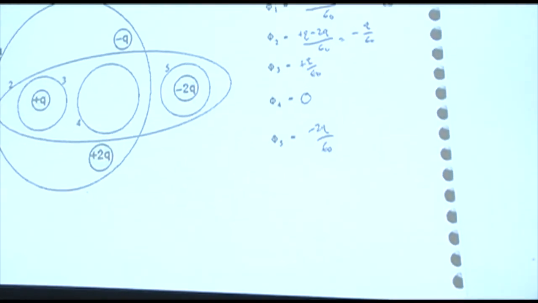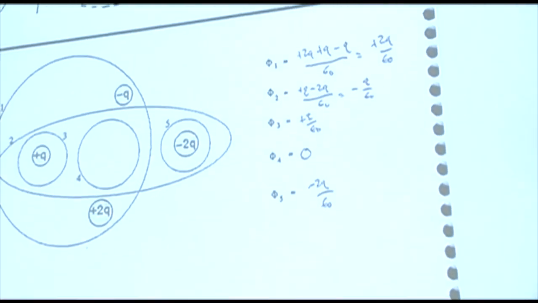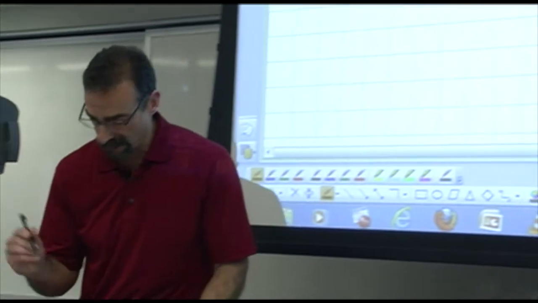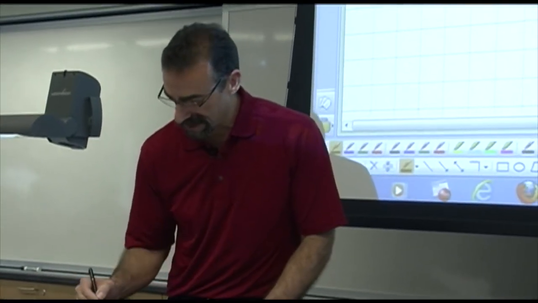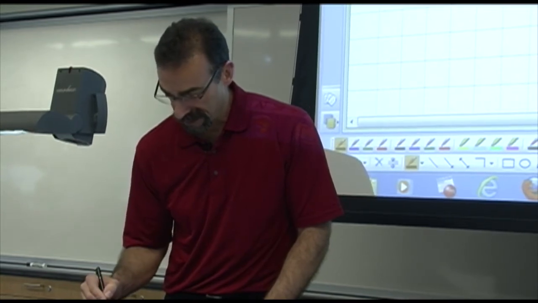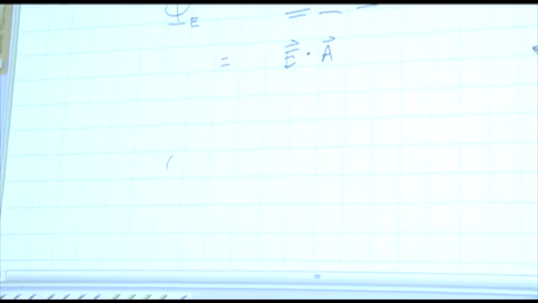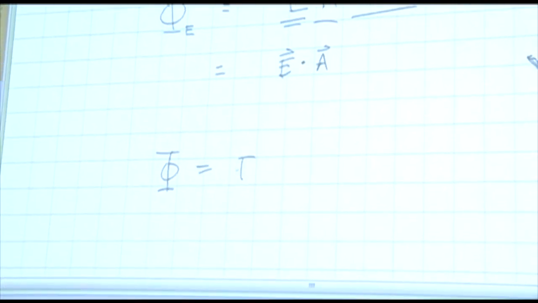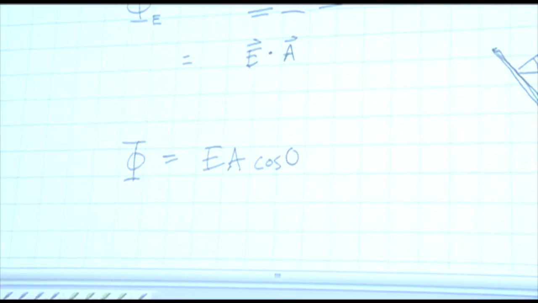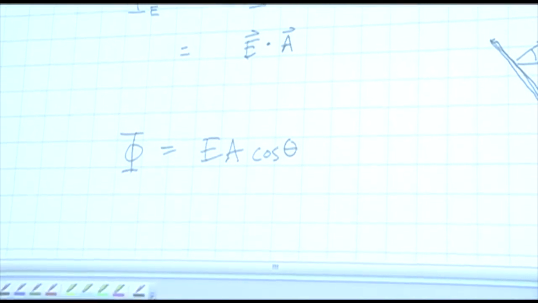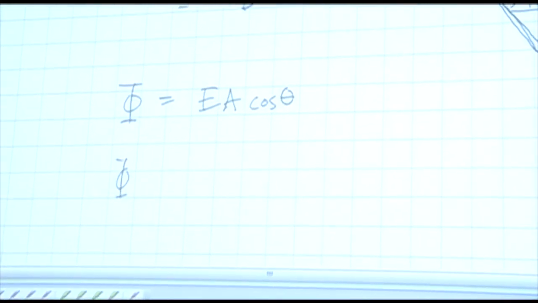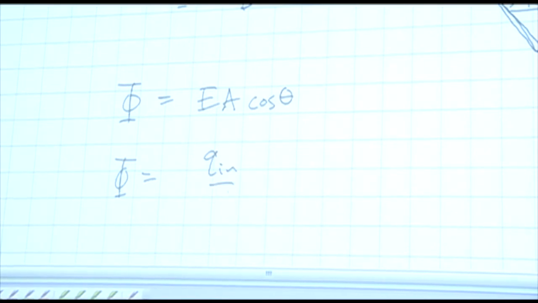So let's see how we use this. As I told you, it's really flux. We really don't care about flux so much. What we care about is the fact that flux will link us to the electric field. And how does it do that? It does it here. Flux is equal to EA cosine theta. And what else is flux equal to? Q in over epsilon naught.